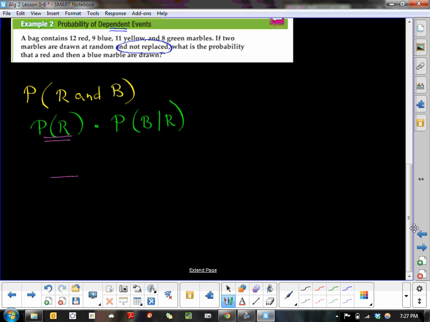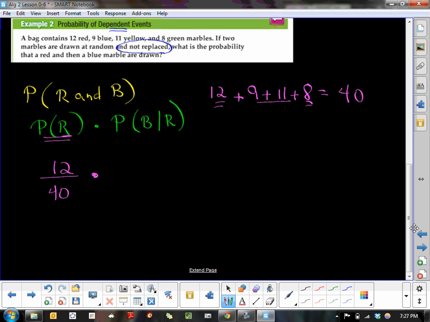Probability of red means we need to know how many possible outcomes there are in our first draw. On our first draw, we know that we have 12 marbles that are red, 9 blue, 11 yellow, and 8 green. Well, that gets us a total of 20, and this is 20, so a total of 40 possibilities. So we have 40 possible outcomes. Of those, how many of them are favorable? Well, favorable means they would be red. That would be 12 out of 40.